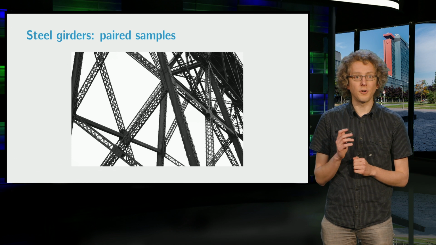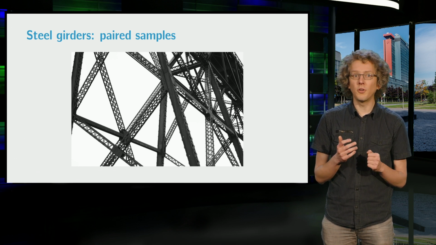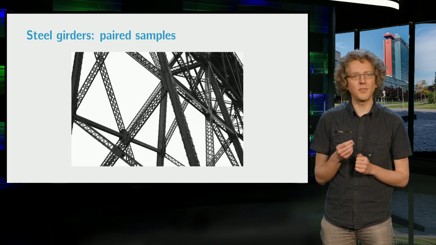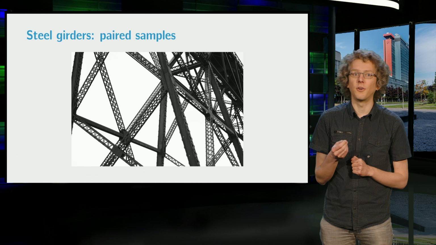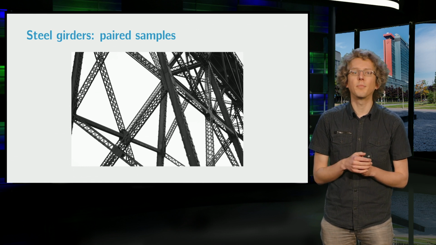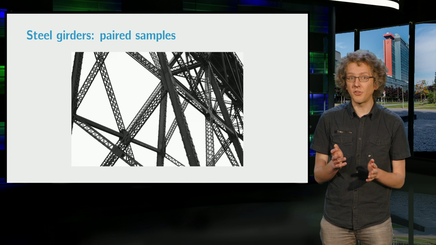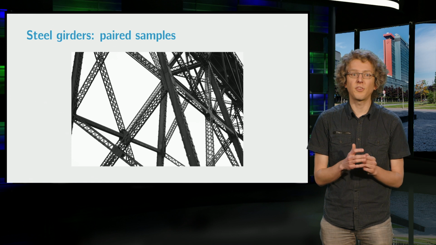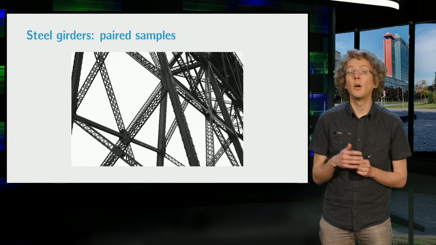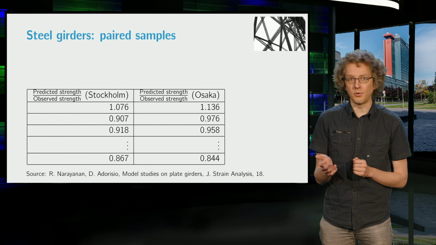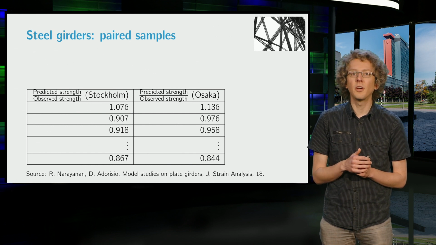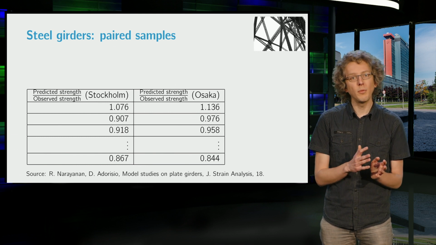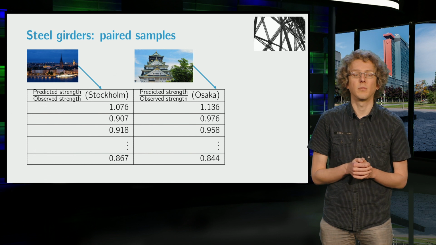When using steel girders in construction work, it's important to know how much shear force they can endure. However, it gets quite expensive to test the strength on full-scale girders, so scale models have been developed. There are several methods to compute the strength, which can then be compared to the observed strength for these scale models. The ratios between the predicted and the observed strength for 9 of these scale models are given in the table for 2 of these methods, the Stockholm method and the Osaka method.